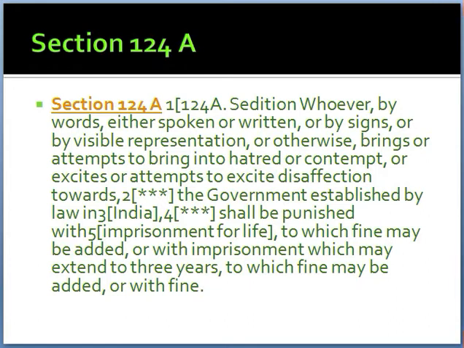It is not 14 years, not 20 years. He will be imprisoned for life, as long as he is living. So the punishment depends on the quantum of crime he does against the state, intentionally or unintentionally, knowingly or unknowingly. These things are all explained under section 124A of the Indian Penal Code.